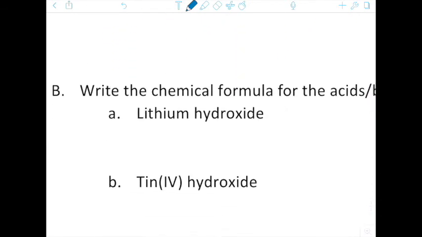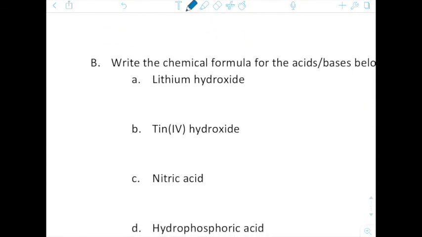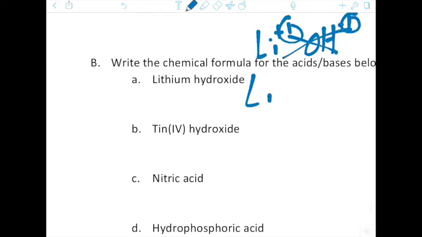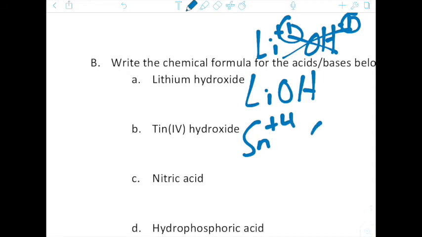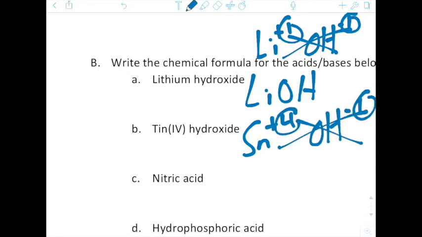It says write the chemical formula for the acid bases below. So we have lithium and hydroxide. Lithium is +1, hydroxide is -1. Bring the ones down, and we get LiOH. We have tin(IV) hydroxide. So Sn plus 4, hydroxide -1. Bring that 1 down, bring that 4 down: Sn(OH)4.